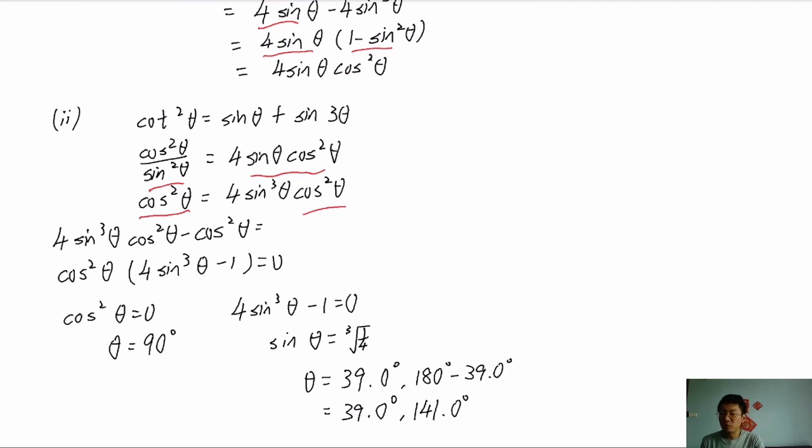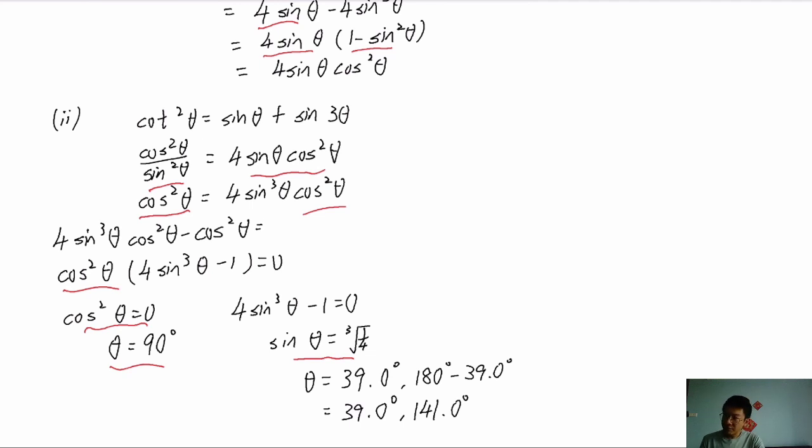So what we do is move the cos squared to the right hand side, and then from there we factorize out the cos squared. So we have two parts of the solution. The first part is cos squared theta equal to 0, which gives us theta equal to 90. For the other one, we have sine theta equal to the cube root of 1 over 4.